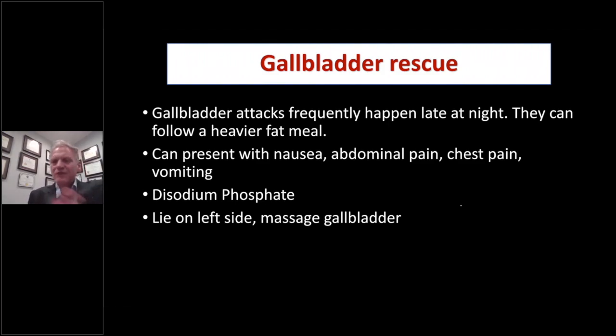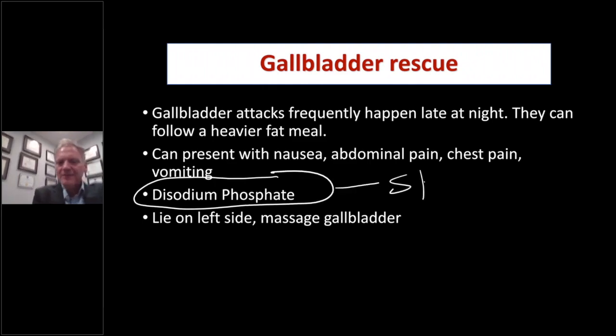Something that we have used, my granddad used in the 50s, my dad used from the 60s on to his time that he worked, that he saw patients, and I've used very successfully. If somebody's having a gallbladder attack and they think, I've got to get to the hospital right now, we use a product from Standard Process called disodium phosphate. And here's what we do.